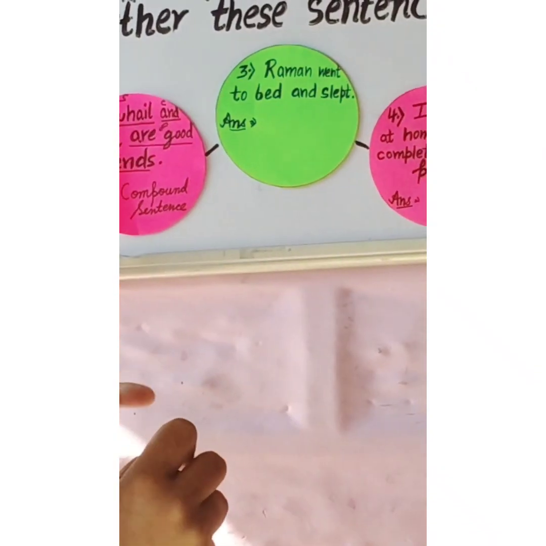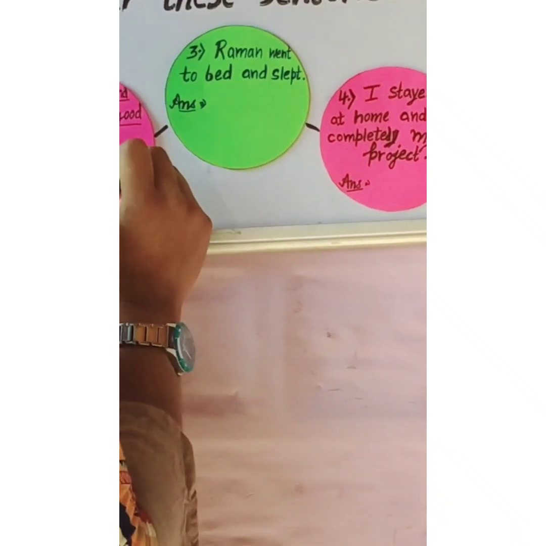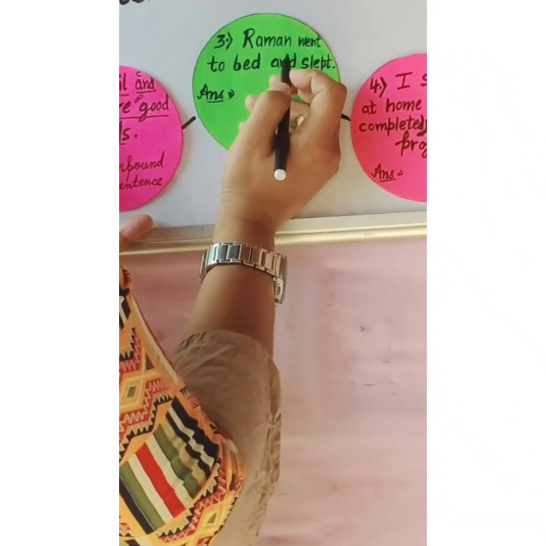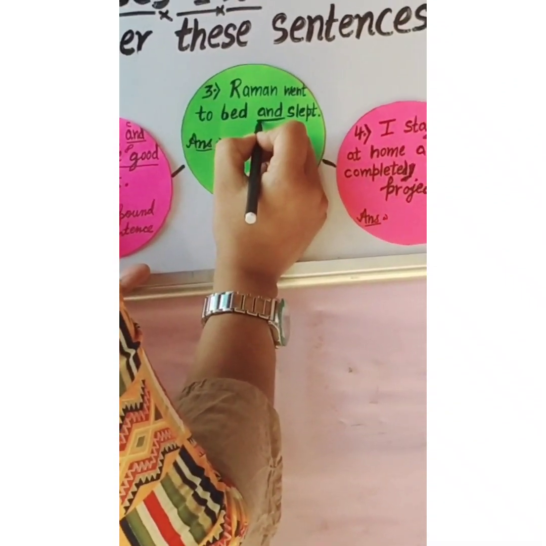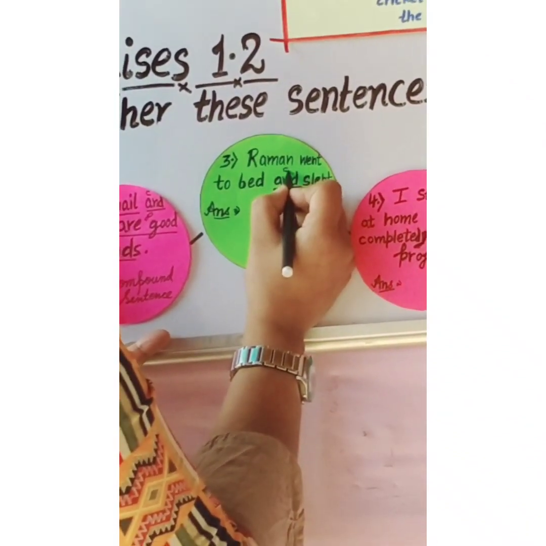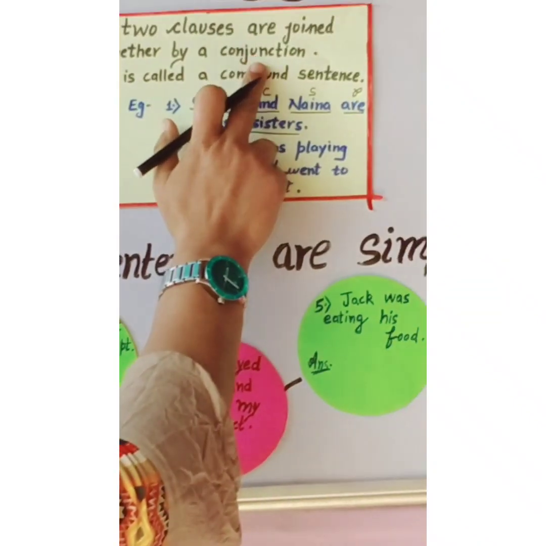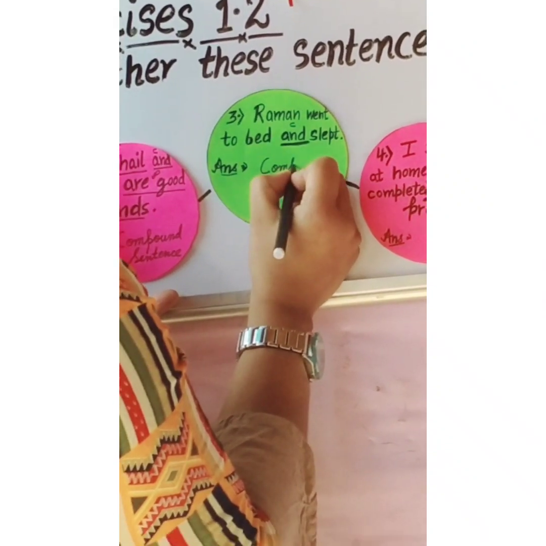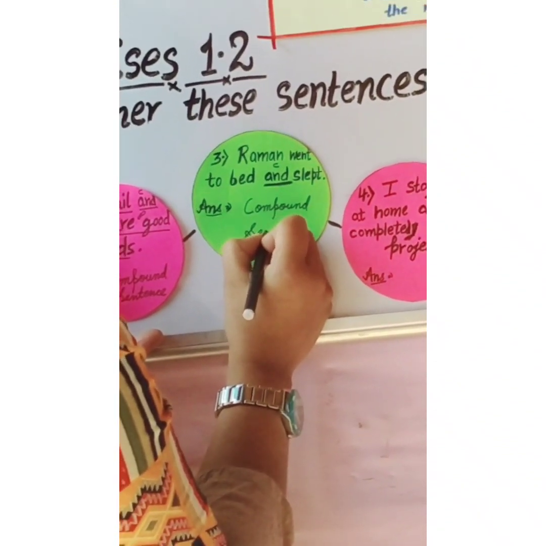Now, coming towards the third one: Raman went to bed and sleep. Here you can see that we are talking about Raman and these two sentences are joined by "and". The conjunction "and" joins two sentences. So, if it is joined by a conjunction, then it is known as a compound sentence. Right?